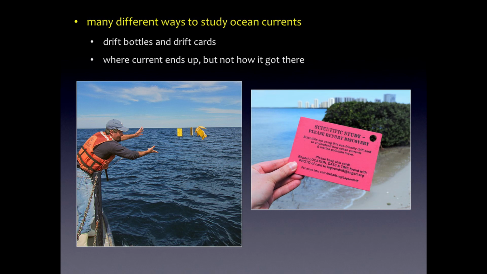So you might be on a beach and pick up a card or a bottle. These cards are made out of durable plastic, and you'll see something like this: scientific study, please report the discovery. They quite often give you an email address or a phone number to call and say, this is where I found it, on this date, at this time. Sometimes, if the data is really valuable to them, there's a reward attached, but not always.